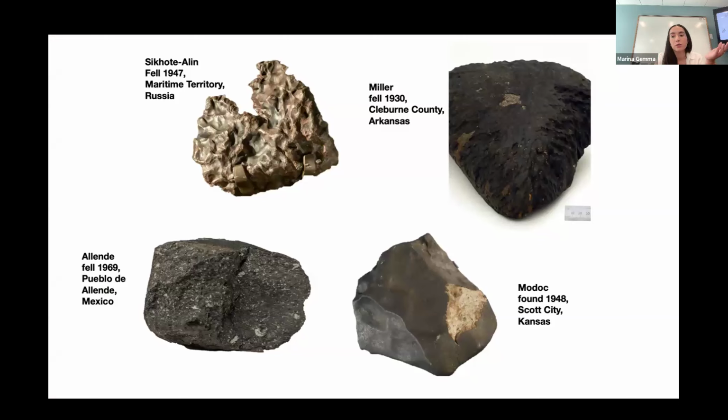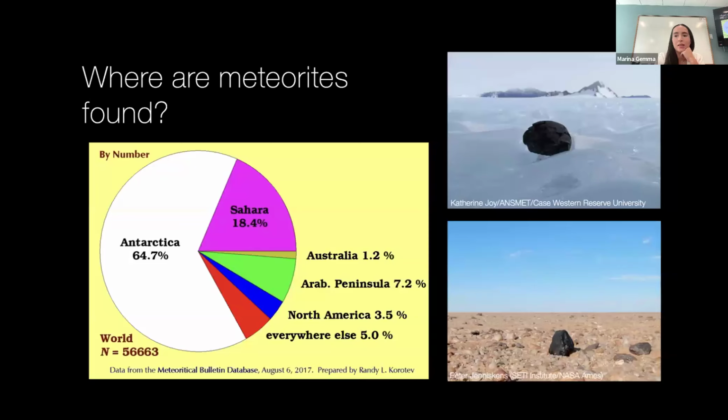That's one of the first things you look for if someone were to bring you a rock and ask, is this a meteorite? You ask, does it have a fusion crust? If it doesn't, probably not a meteorite. These are mostly found in deserts, Antarctica predominantly, and the Sahara Desert.